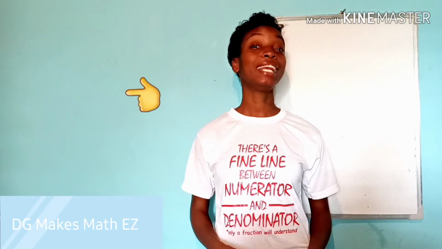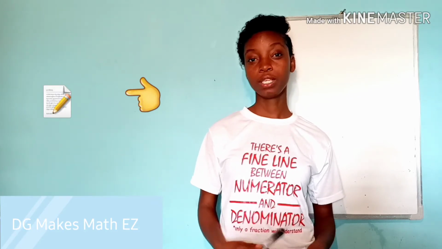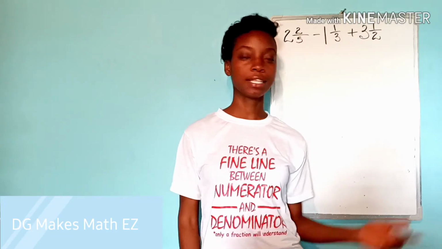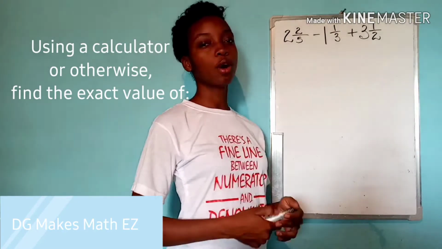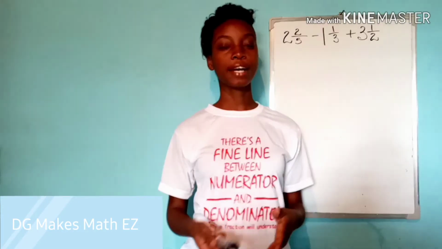Please keep an eye on the left side of your screen as there will be some pointers as we work our questions. Now, usually the question reads something like this. Using a calculator or otherwise, find the exact value of 2 2/5 minus 1 1/3 plus 3 1/2.